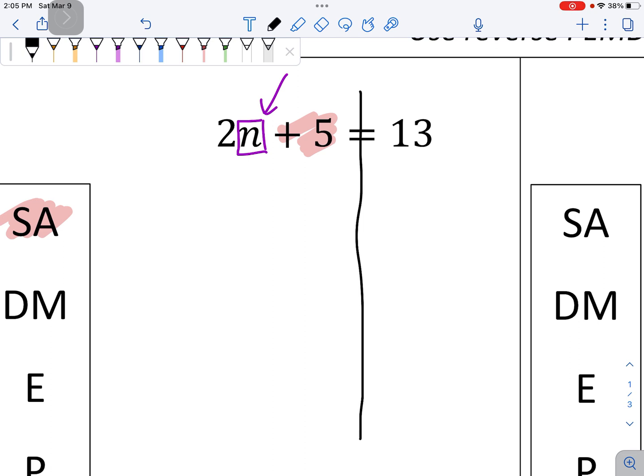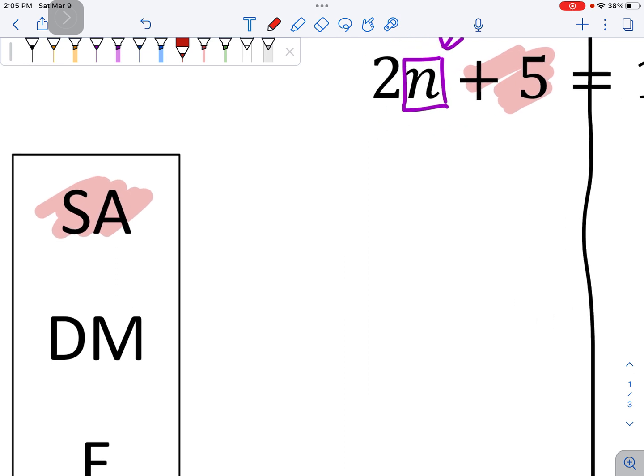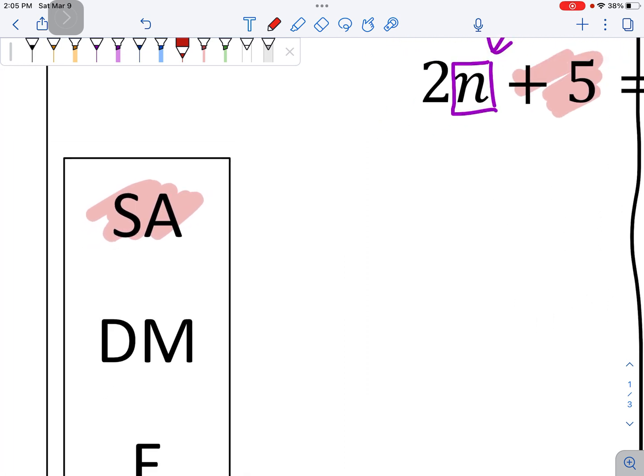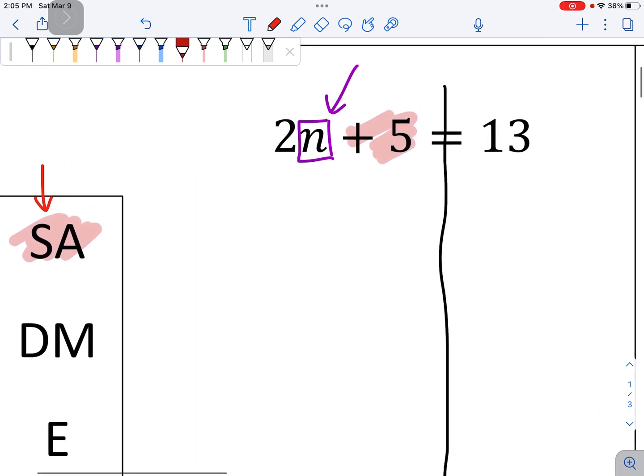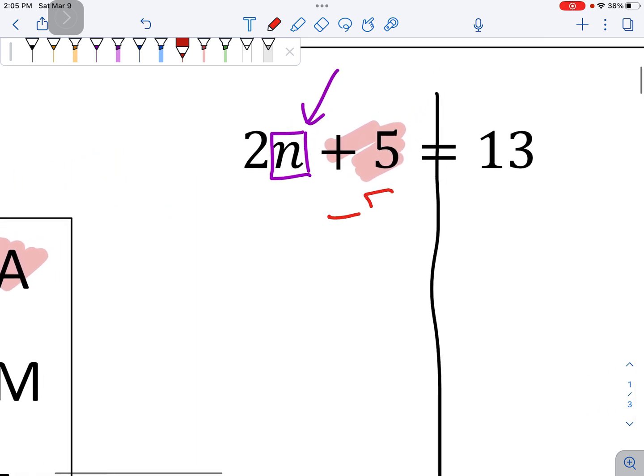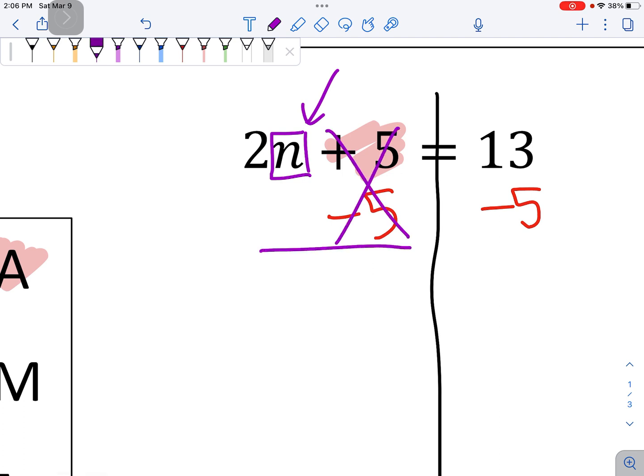And I'm going to do the inverse of addition. Looking right here at what I highlighted, you can see that there's subtraction right along with addition. That's what I'm going to do. I'm going to subtract 5 and subtract 5, write an equals line. These cancel each other out, so I'm still left with 2n. And on the other side, 13 take away 5 is 8.